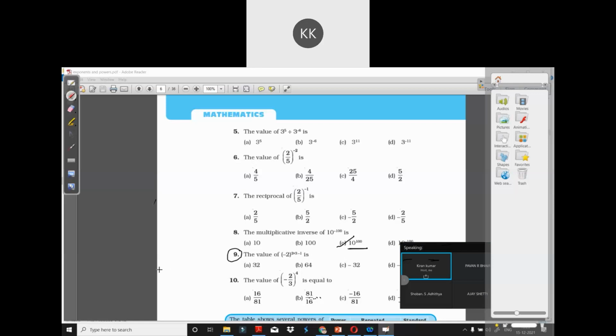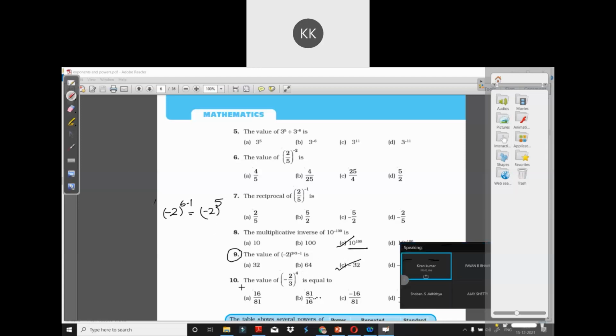Minus 32, sir. Why not plus 32, sir? Sir, because it is multiplied an odd number of times. It will be minus. Multiplied an odd number of times. So minus 32 is the right answer.